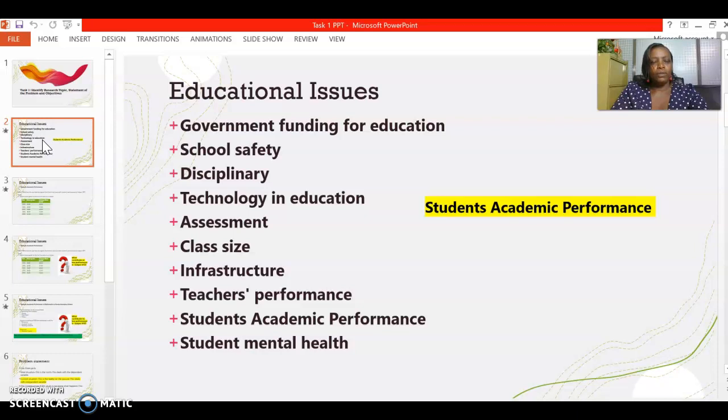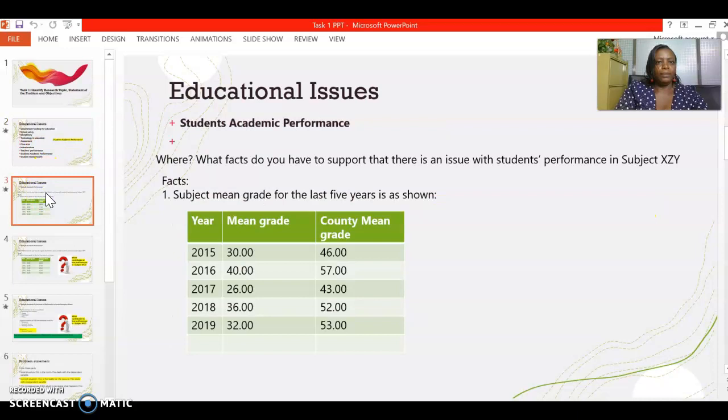However, for the purposes of this particular class, I want us to be specific and look at students' academic performance. We'll use it so that I can show you how you come up with a topic, do a problem statement, and then come up with research objectives. So the issue that we have picked for this particular assignment is student academic performance.